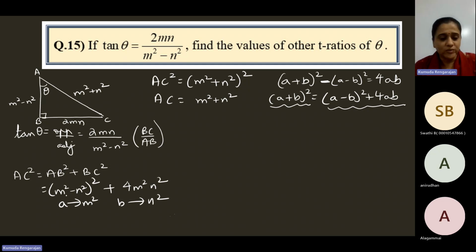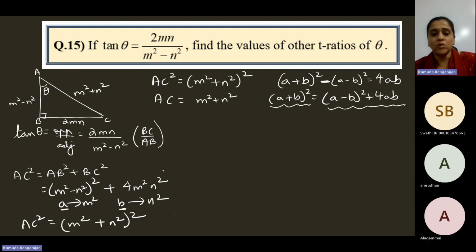Now look at this one. M square minus n square, that means (A minus B) whole square plus 4AB. A minus B the whole square plus 4AB, by identity, is (A plus B) whole square. So what is A? A is this one, and plus this is B, whole square. That is AC square. So AC will be equal to m square plus n square.